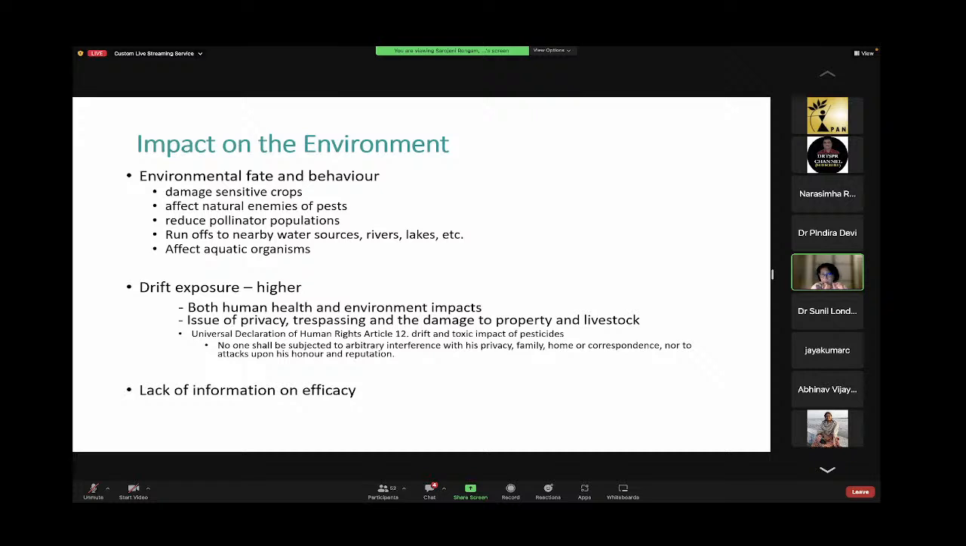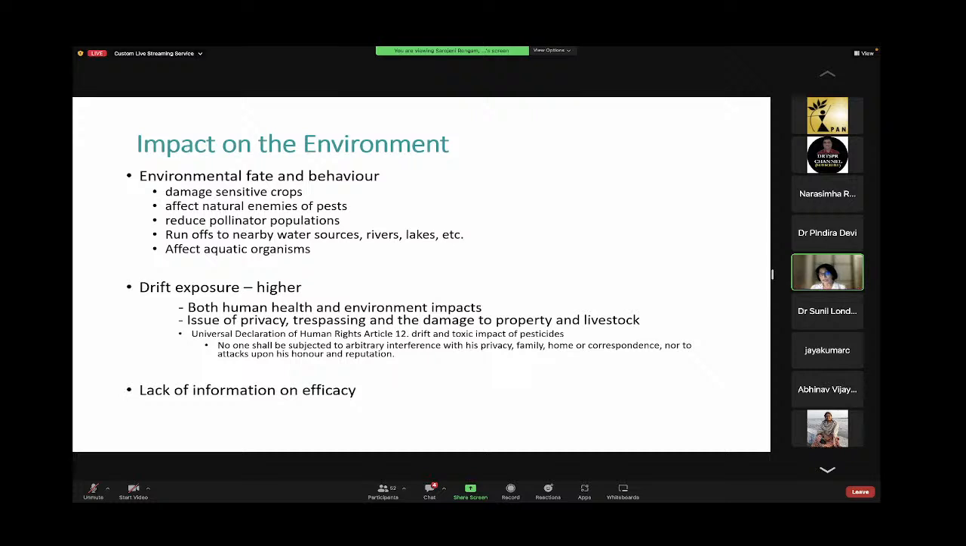And one of the things I just want to emphasize, the Universal Declaration of Human Rights, Article 12, says that there should be no interference with privacy, family, home, and so on. At that time they were not very gender sensitive, but the drift and the toxic impact of pesticides will have this kind of impact on property and human health and the environment. Then the lack of information on efficacy.